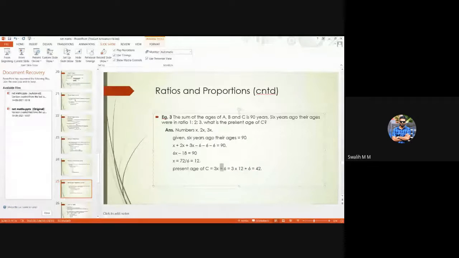So yeah, the current ratio, sorry, we don't have to add 6 here. The answer would be 36. 3x is the ratio, and the answer would be 36, not 42. Sorry about that. So here we reduced 6 in each age. So the current age would be 36.